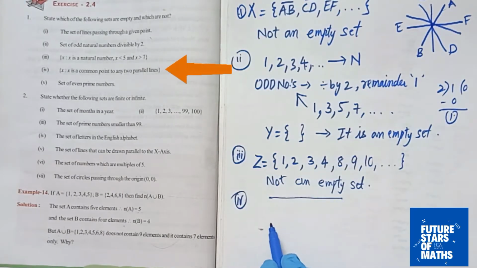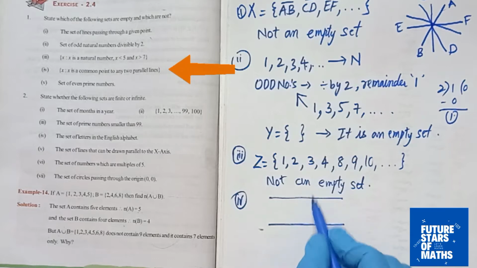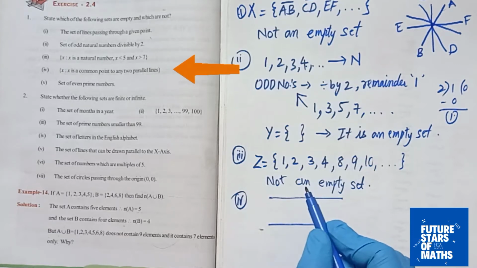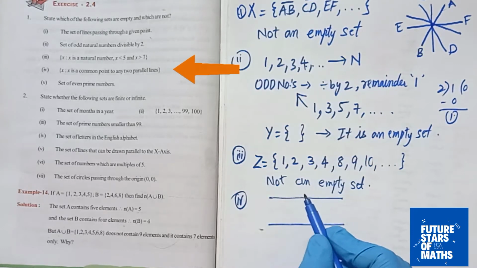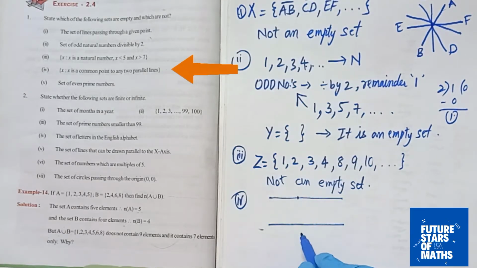What does it mean? The lines which are like this, they are called parallel lines. The angle between these two will be 180 degrees. So what is given? X is a common point to any two parallel lines. Can there be a common point for these two lines? If we place a point here, is it possible to place the same point here?